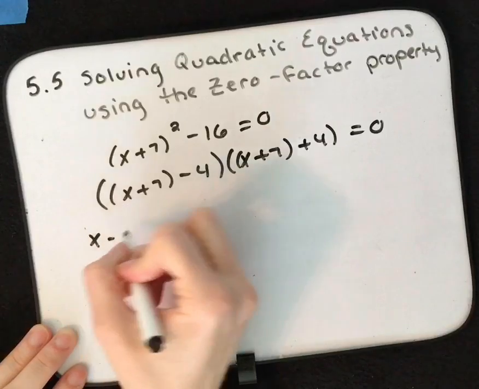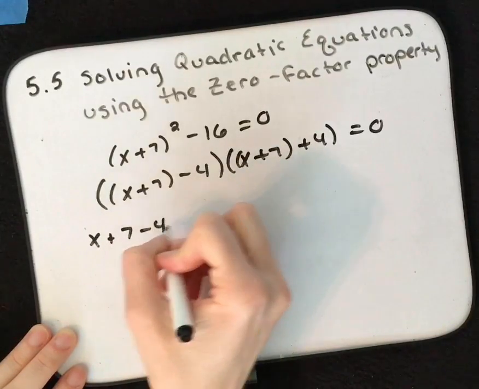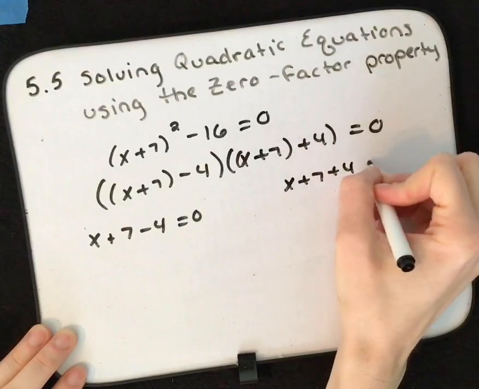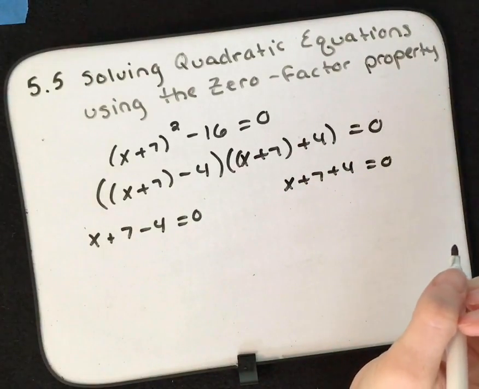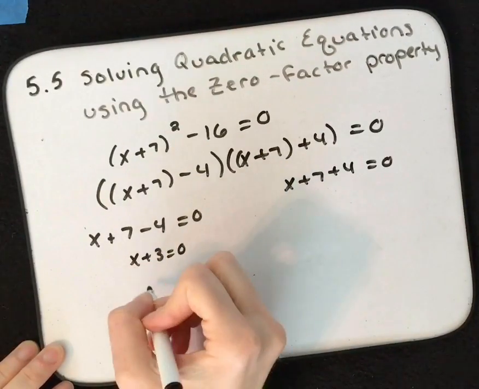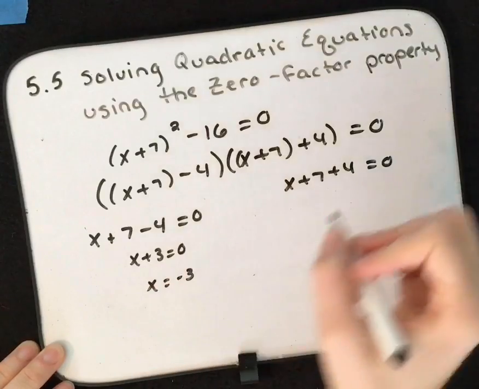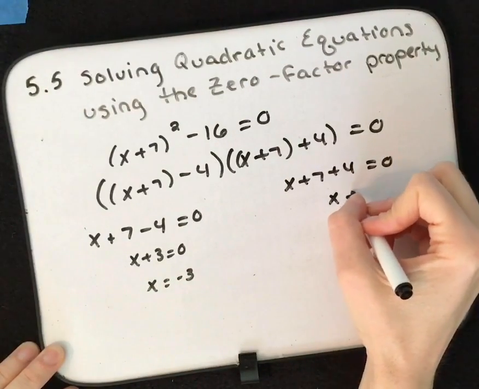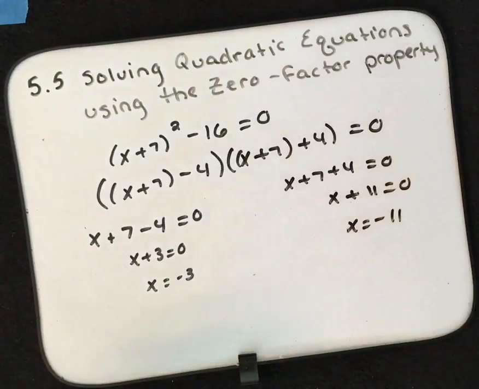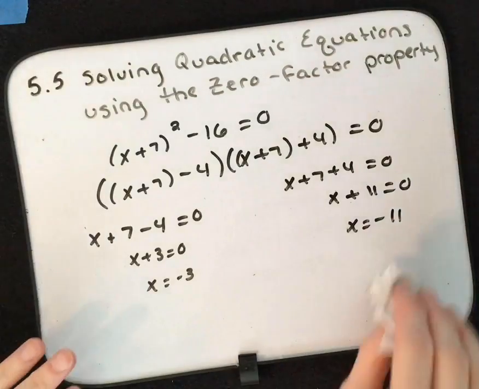So that means that x plus 7 minus 4 equals 0, and x plus 7 plus 4 equals 0 would be our two splits. So this gives us x plus 3 equals 0, or x equals negative 3. And this gives us x plus 11 equals 0, or x equals negative 11. So we've been able to solve down for our two factors. Let's try a different type of question.